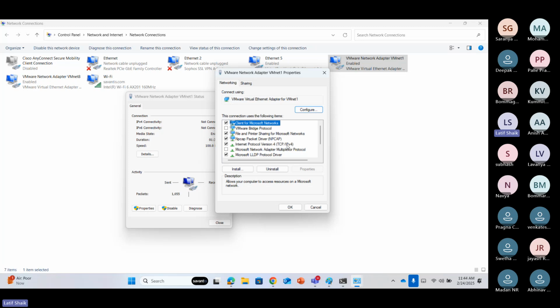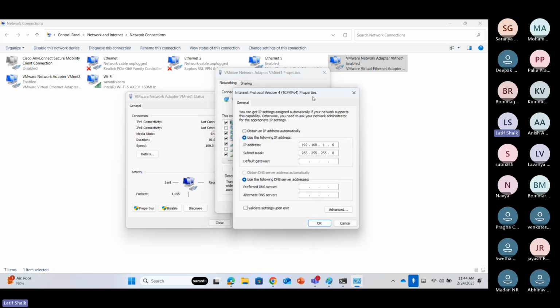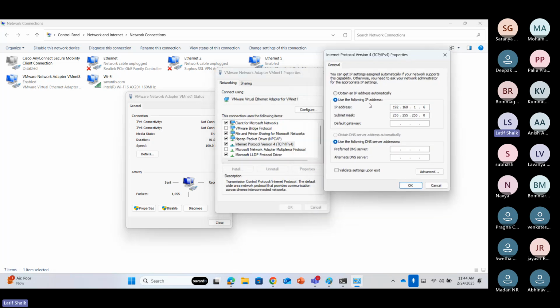In this one, see Internet Protocol Version 4, TCP/IPv4 properties. Use the following IP address means manual configuration. If you want to get an IP address from DHCP server, select the first option, Obtain an IP address automatically. It means you are telling this adapter, try to get an IP address from a DHCP server. Find yourself a DHCP server, get an IP address from it. Okay, so that is Obtain an IP address automatically.